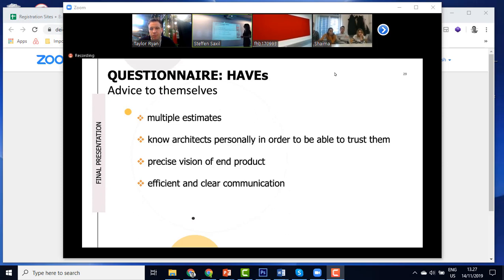We were also able to ask them what advice they would give to themselves if they had to do it again. That was mainly that they would want to have multiple estimates to reconsider, and they wouldn't want to settle for the first thing they get. They would want to know the architects personally in order to build a trustful relationship. That's what I already said: many people were concerned about the relationship they would have with their architect. They also wanted a precise vision of their end product and efficient and clear communication.